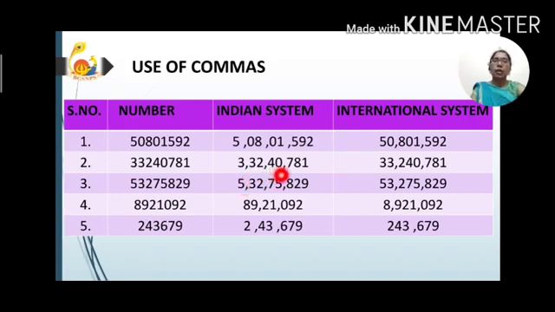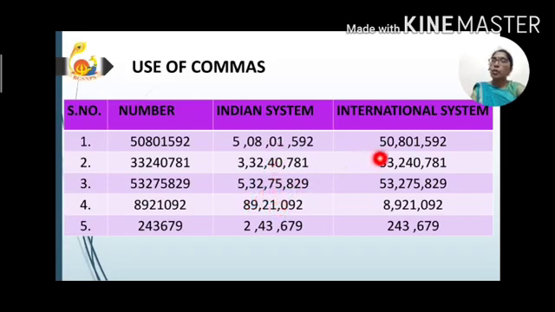Okay, now next one, 5327589. Ones, tens, hundreds. End of the ones period, place comma. Thousands, 10,000s. End of the thousands period, place comma. Lakh, 10 lakh. End of the lakhs period, place comma. Now this is the crores period. Is it clear, children? This is regarding the Indian system.